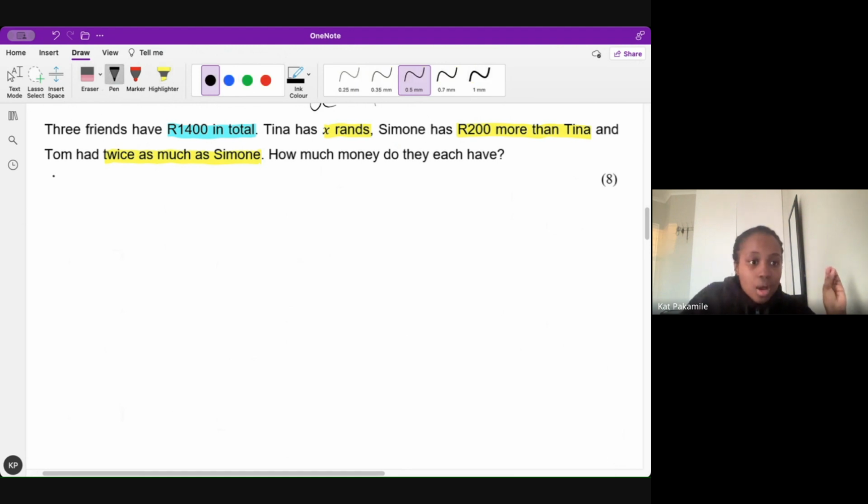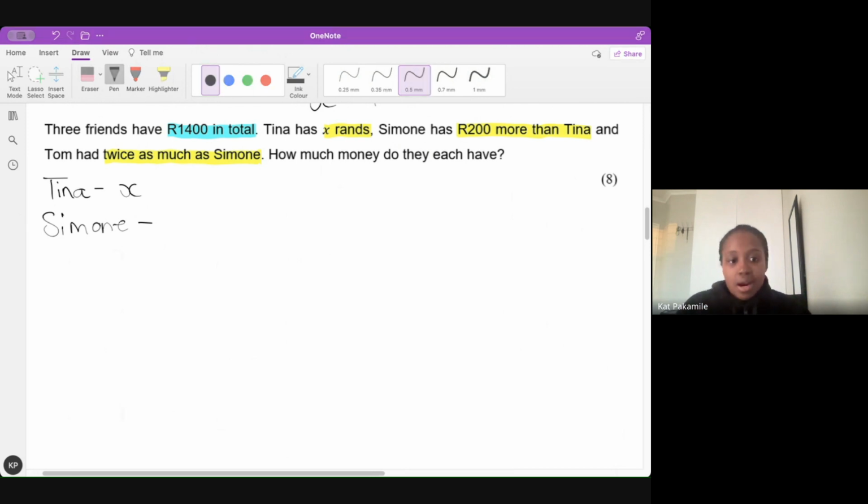Okay. So I know Tina has X rands. Great. Simone has 200 rands more than Tina. So what does Simone have, guys? Based on the X that I wrote there for Tina, Simone has 200 rands more than Tina. She doesn't have 200 rands. She has 200 rands more than Tina. Do you understand the difference?